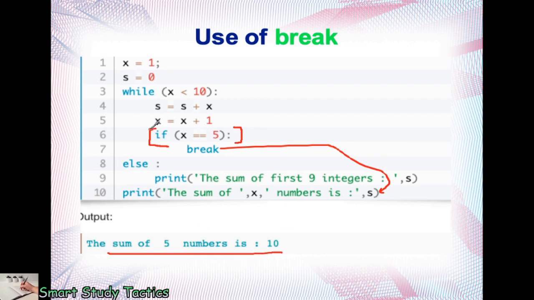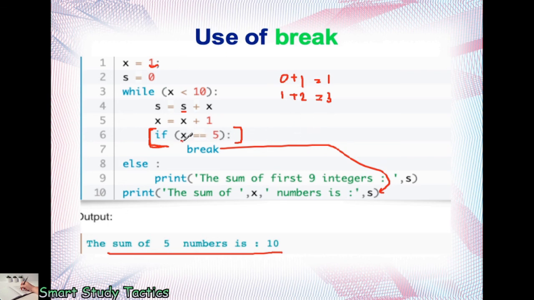Okay, so what will it do exactly? The first time it will run, check the condition. Now what is the value of s? First it is 0 plus the value of x, which is 1, so it becomes 1. Again it will increment the value of x, so x becomes 2. So what will happen here? The value of s is 1 plus 2, it becomes 3. Okay, so like that it will keep going and it will reach up to 5.